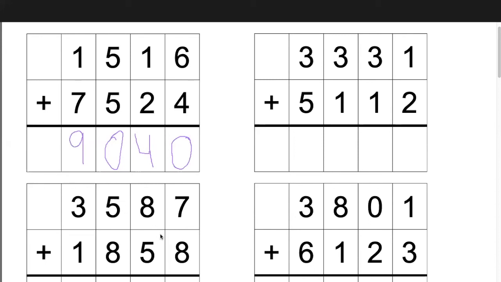So our next math problem, if you can find it, if it's on the paper, it's really easy. It's right underneath. 3,000s, 500s, 8 10s, and 7 ones, plus 1,800s, 5 10s, and 8 ones. Can you find this math problem on your paper? It's right underneath of the one we did before.